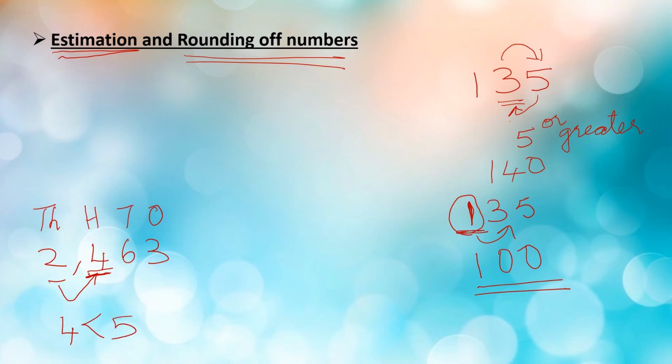So what are you supposed to do? The remaining digits and even the 4 will become 0. It cannot push it to the next level. So it will become 2000. Understood?